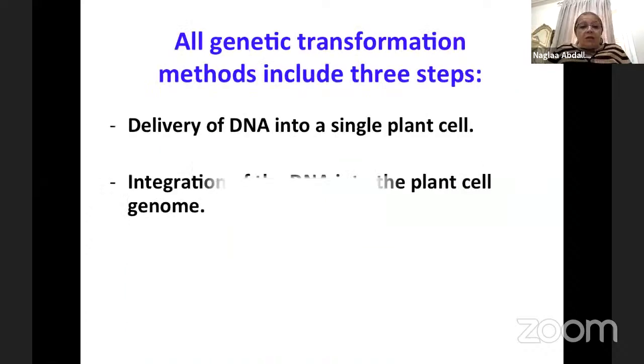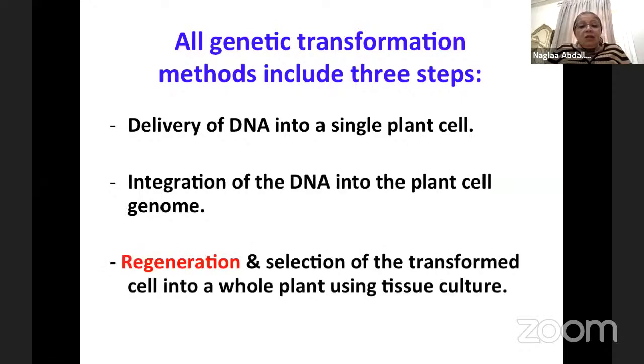So for developing transgenic plants, we need to deliver the DNA into the plant cells. Then we need to integrate the DNA into the genome. Once it has entered the cell, that doesn't mean that it is transgenic. It has to enter inside the genome and be stably transformed. Because if it only entered the cell, we call it transient expression. It will not be inherited through cell division.